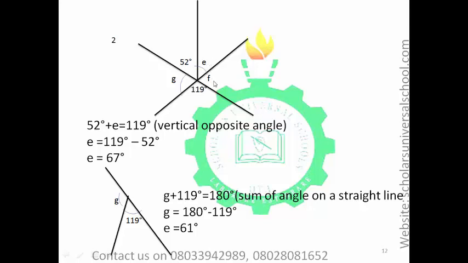With this, you can solve for F, you can solve for G. Let's move on. I cut out this line with 119 degrees and G. Look at it here. If you look at it very well, this one has given me a semicircle, which means G plus 119 degrees is equal to 180, sum of angles on a straight line. So G will now be 180 degrees minus 119 degrees. The value of G is 61 degrees. So if G is 61 degrees, F also will be 61 degrees.